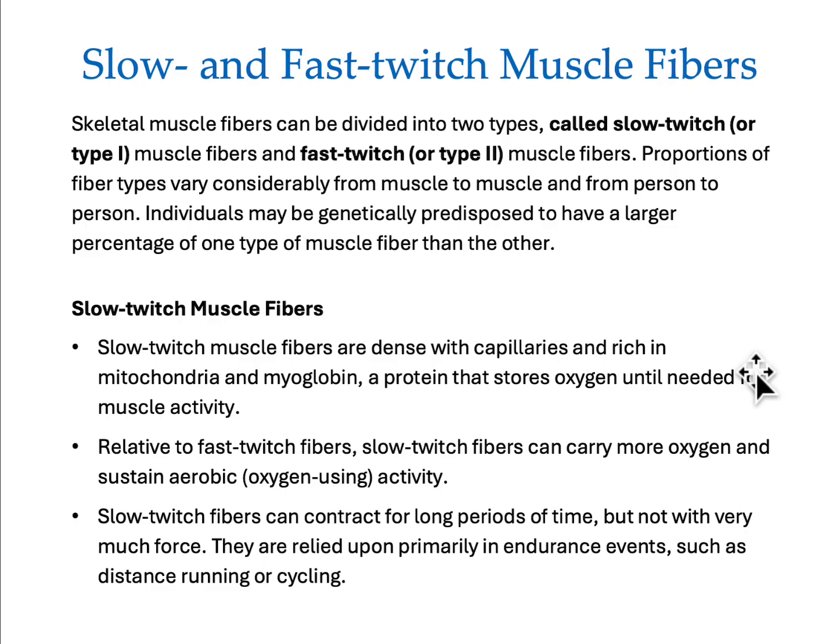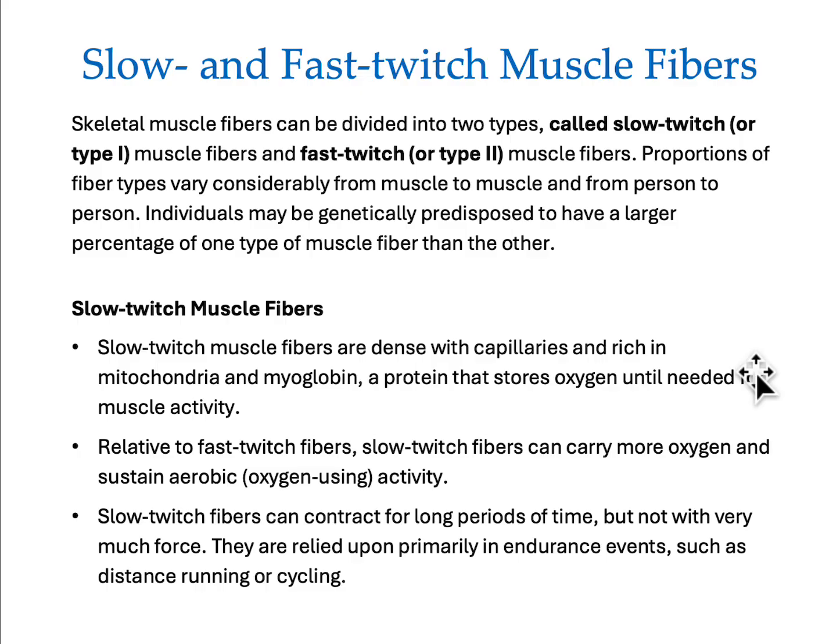Skeletal muscle fibers can be divided into two types, slow twitch or type 1 and fast twitch or type 2. Proportions of fiber types vary considerably from muscle to muscle and from person to person. Individuals may be genetically predisposed to have a larger percentage of one type than another.